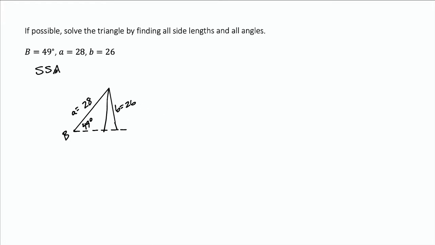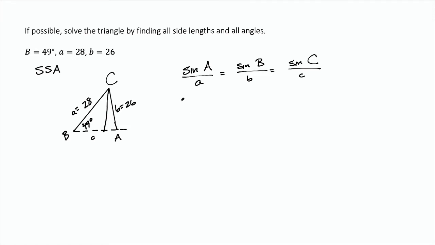Because we have side-side-angle, this is the law of sines, and we're going to start by finding the angle that is opposite that side of 28. So our law of sines is the sine of A over A equals the sine of B over B equals sine of C over C. Now this angle over here is going to be angle A. This side length is C, and that angle is C.